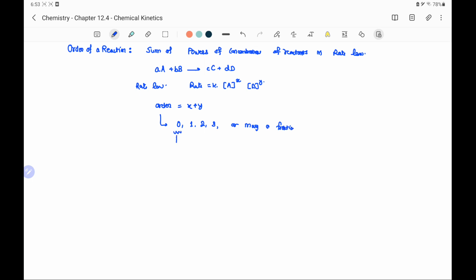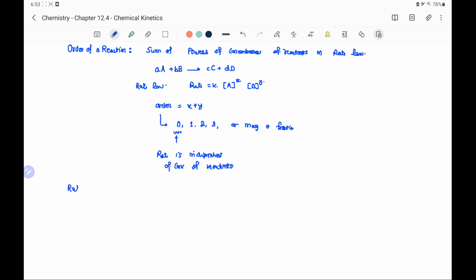The zero order means that the rate of reaction is independent of concentration of reactants. If order is 1, we say the reaction is first order. If order is 2, then the reaction is called a second order reaction. And if order is 3, the reaction is called a third order reaction.